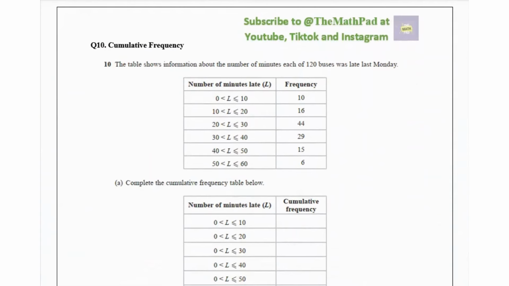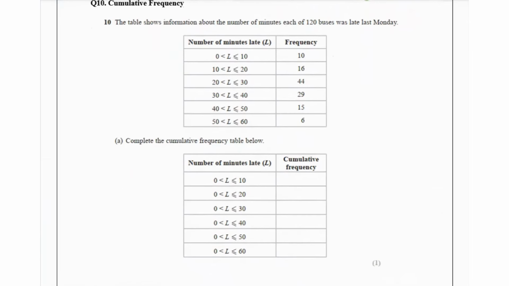Then cumulative frequency. I've noticed over the years, cumulative frequency is always appearing. So there's a very high chance we'll get cumulative frequency this time as well. The table shows information about the number of minutes each of 120 buses was late last Monday. Complete the cumulative frequency table.